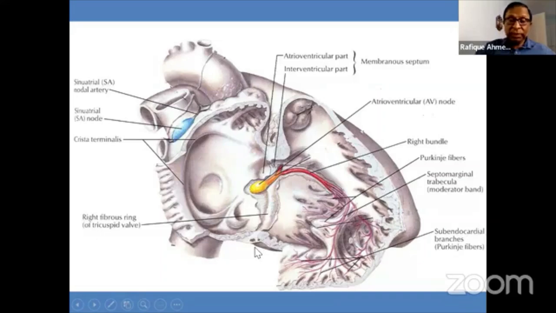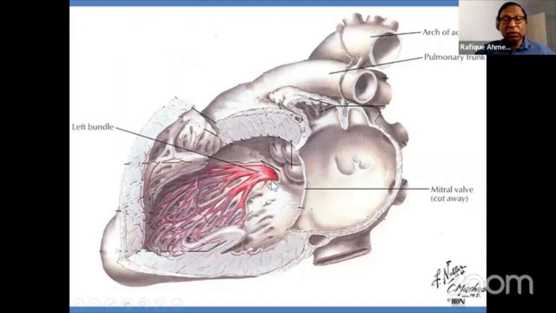On the left side is the wider left bundle, which splits into two fascicles, the left anterior fascicle and the left posterior fascicle, and then it ramifies. The electrical conduction happens through this conduction tissue, and it's very fast. That's why when we do an EKG, it's narrow. However, if the electricity has to go through the myocardium, then the ECG will become wide. That's what happens in ventricular tachycardia, and also in bundle branch block.